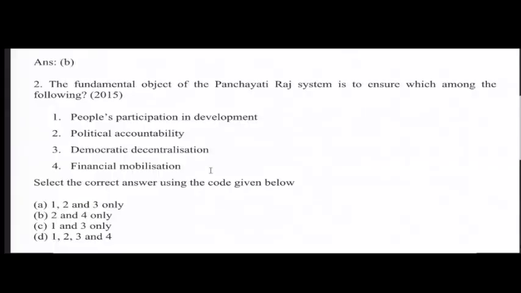The next question for today's module on finances in urban local government is to understand the fundamental object of the Panchayat Raj system or the urban local system, which is to ensure which among the following. You have four options. Option 1, people's participation in development. Option 2, political accountability. Option 3, democratic decentralization. Option 4, financial mobilization. Now you are given four options, so you'll have to select the correct answer using the combination of statements. I hope you'll be able to work on this.